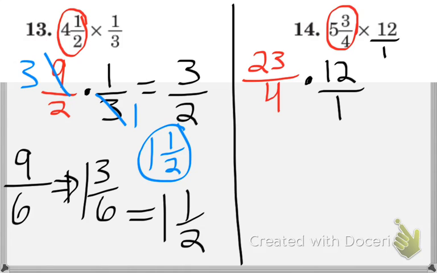Turns into 23 over 4 times 12 over 1. I'm going to use a cross-canceling shortcut because I definitely want to avoid doing 23 times 12. I don't want to have to deal with that. 4 goes into 4 one time. 4 goes into 12 3 times. So now you have a little bit smaller numbers to deal with.